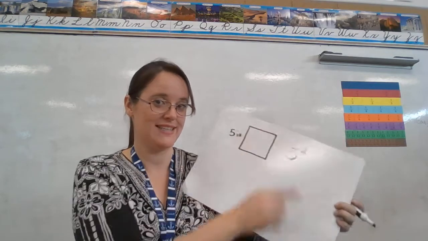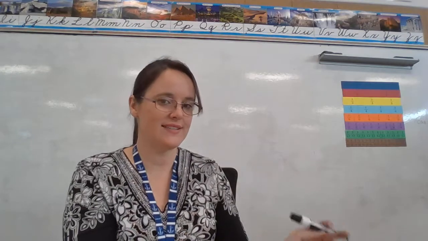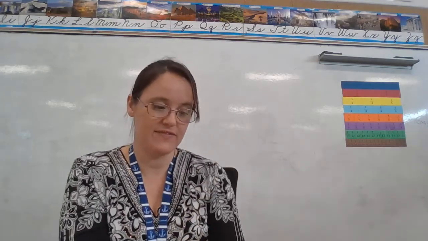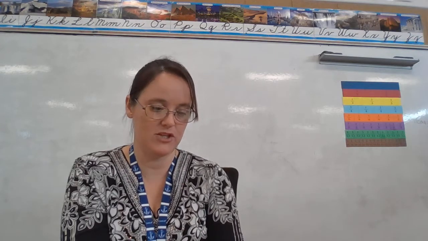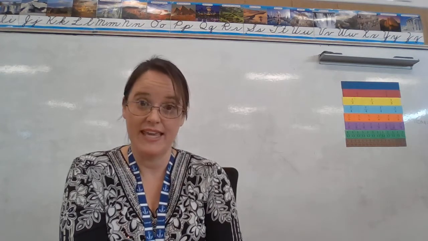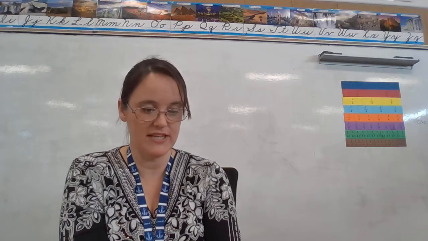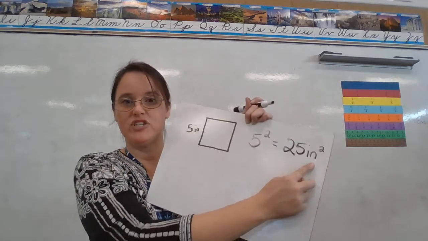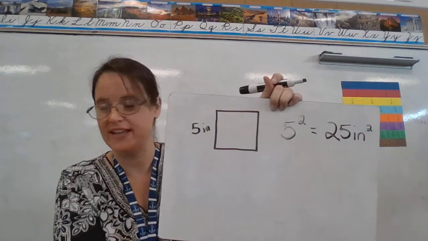Hey, 5 squared is going to give me the area of a square. Coincidence? I think not. There's a reason we use those terms. So 5 squared is 5 times 5, which gives me 25 inches. Don't forget your units. Squared. 25 inches squared for our answer there.